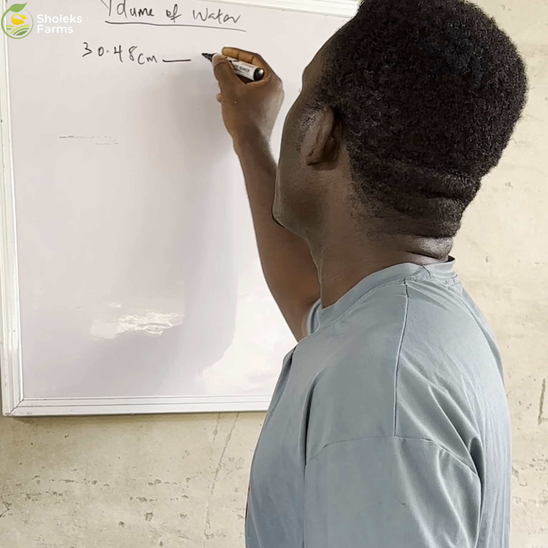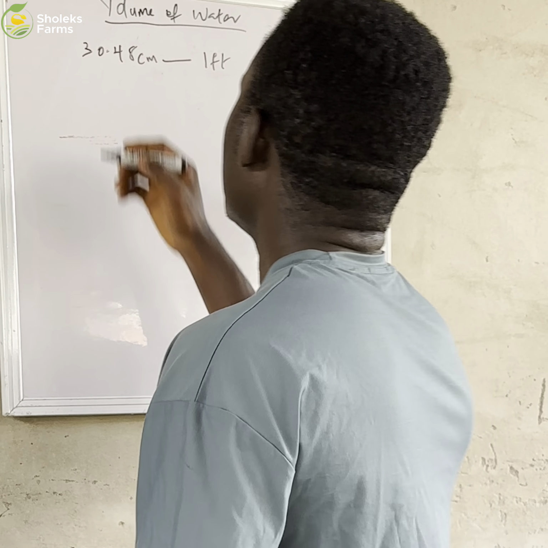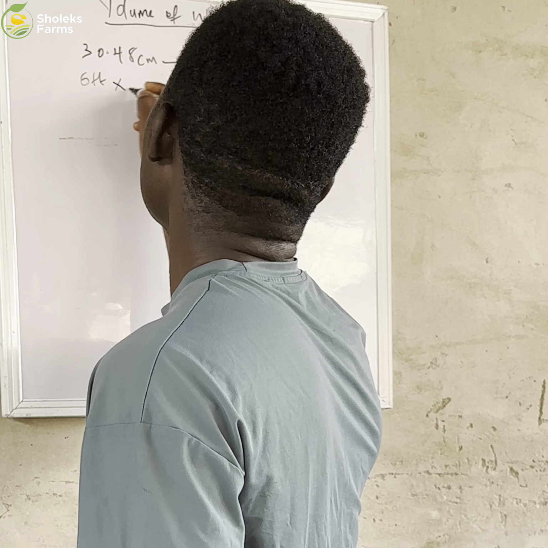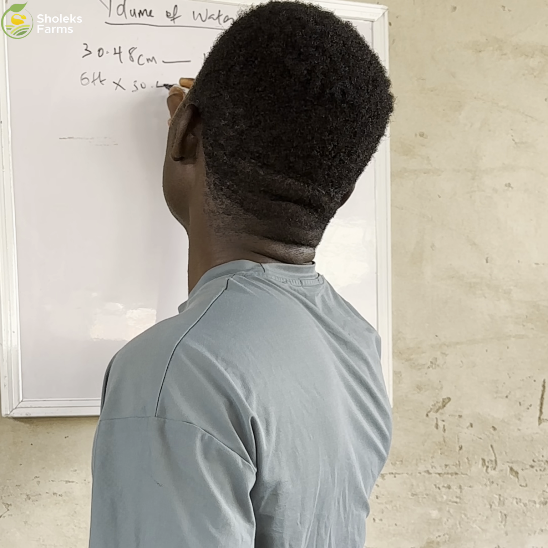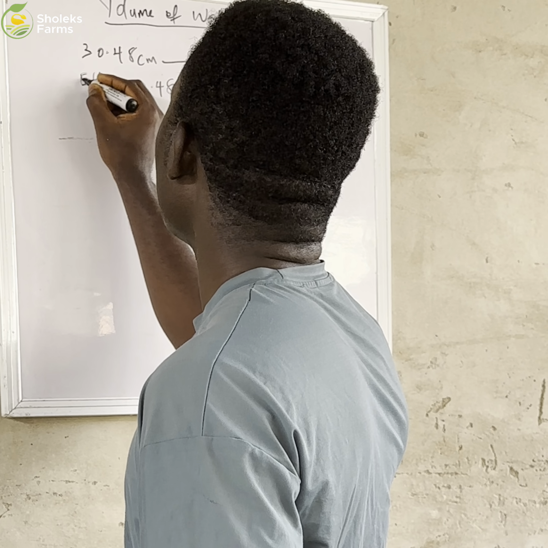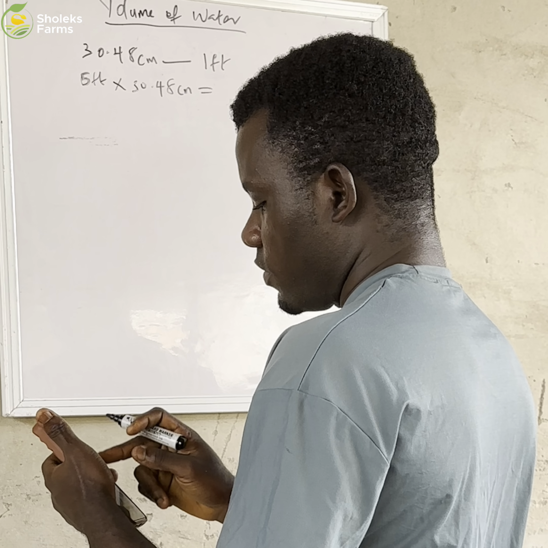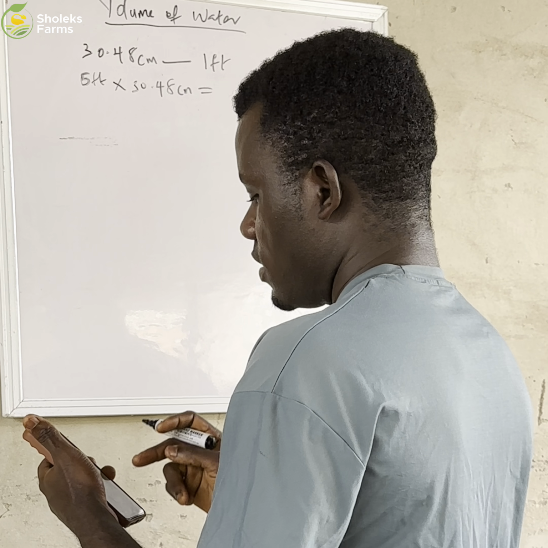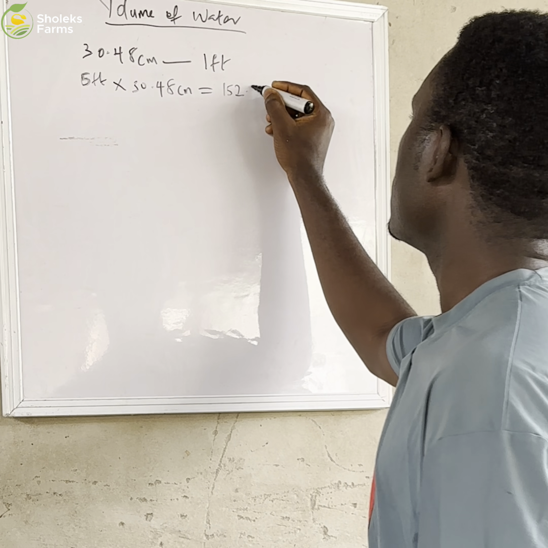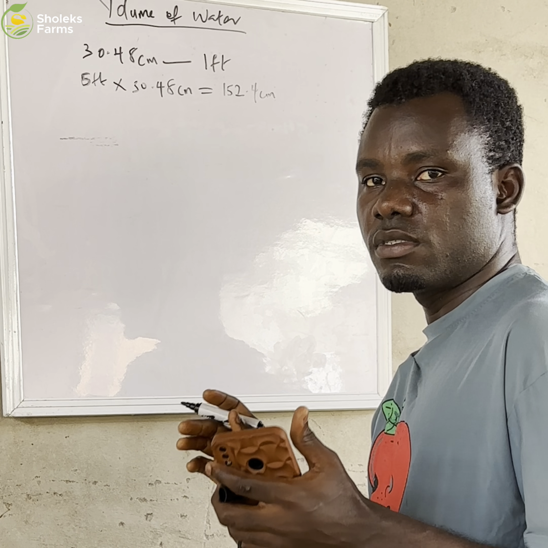As I was saying, 30.48 centimeter equals 1 feet, and we have 5 feet. That will be times 30.48 centimeter. Let me make use of my phone here. 30.48 times 5 will be 152.4 centimeter. So that's that.